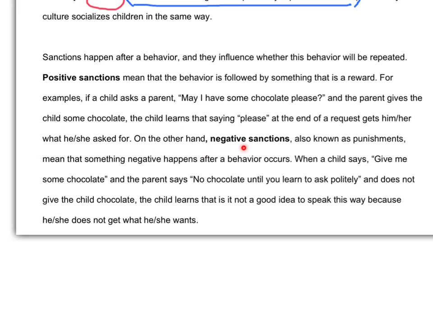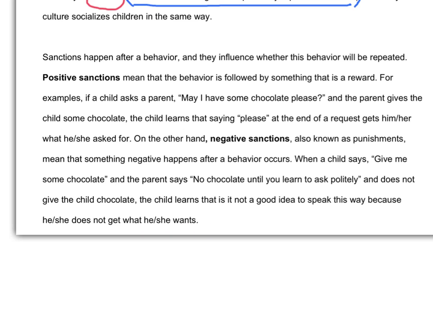On the other hand, negative sanctions, also known as punishments, mean that something negative happens after a behavior occurs. When a child says, "Give me some chocolate," and the parent says, "No chocolate until you learn to ask politely," and does not give the child chocolate, the child learns that it is not a good idea to speak this way because he or she does not get what he or she wants.